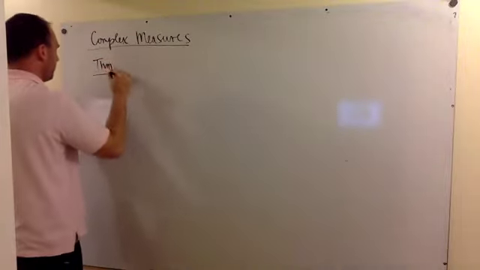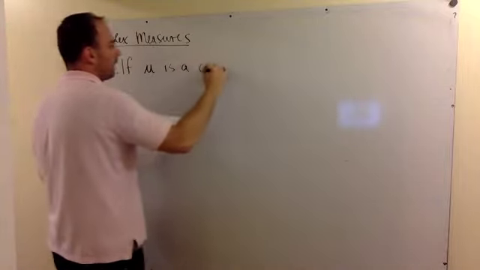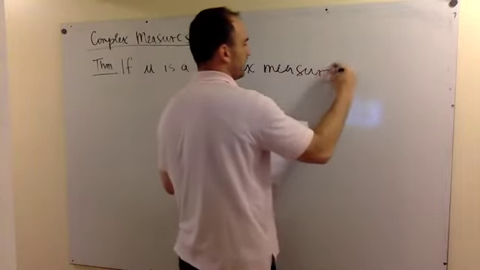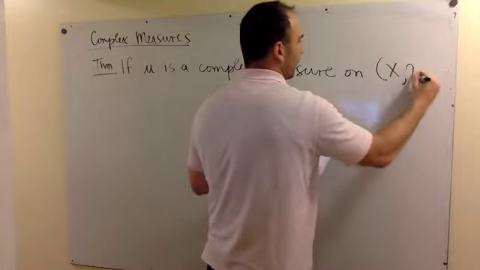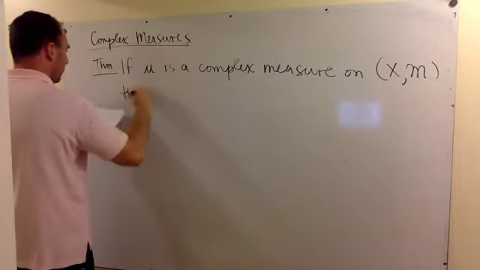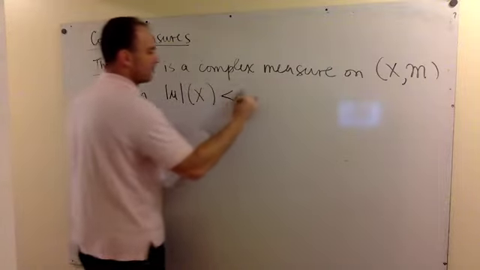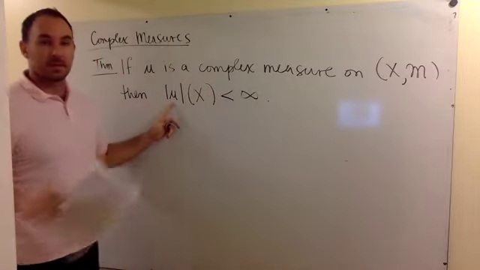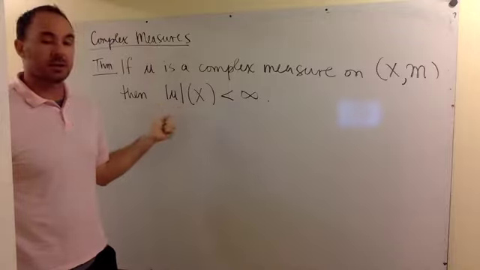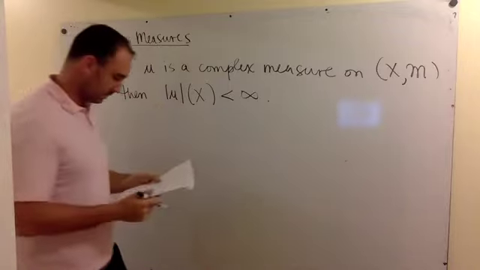The main theorem I wanted to prove today: if mu is a complex measure on a sigma algebra, then this is finite. In other words, the total variation, or you can even call it the modulus of mu or absolute value of mu, the total variation of mu is a positive finite measure. Okay, so proof.